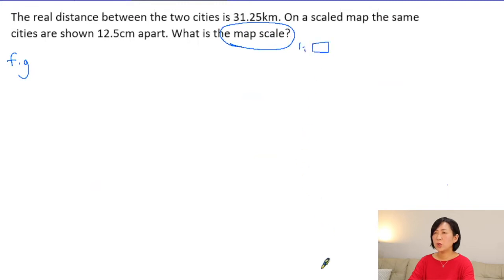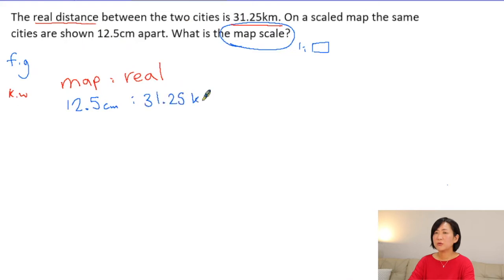Map scale is always 1 to something else, right? Then the keyword is the real distance is 31.25 kilometers. Let's write the ratio as map to real, okay? We know that 12.5 centimeters on the map is the same as 31.25 kilometers on the ground. Then what we need to do? Yes, you need to unify the unit, right? We've got centimeters and kilometers. So let's change the kilometers into centimeters.